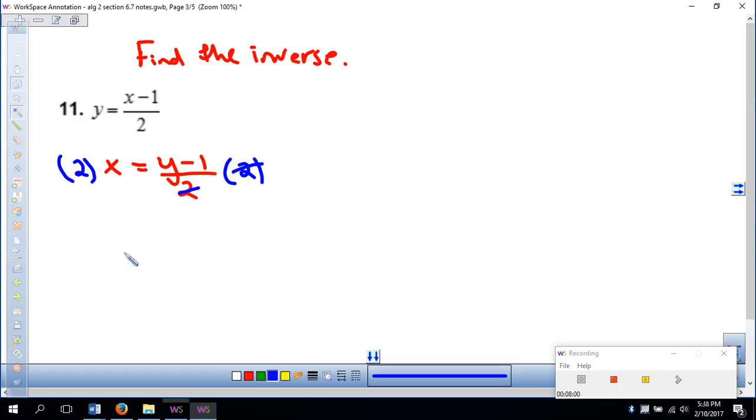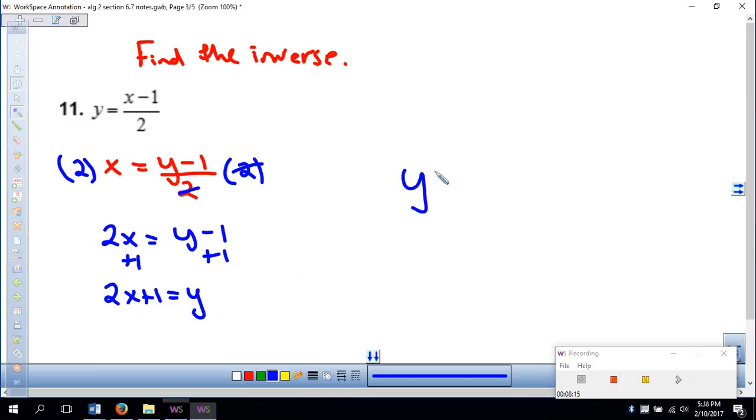That gives us a cancel here. I now have 2x equals y minus 1. We're solving for that new y, so we want to get that by itself. So we add 1. 2x plus 1 equals y. So we have found the inverse, and now we write it with proper notation. Y inverse equals 2x plus 1.